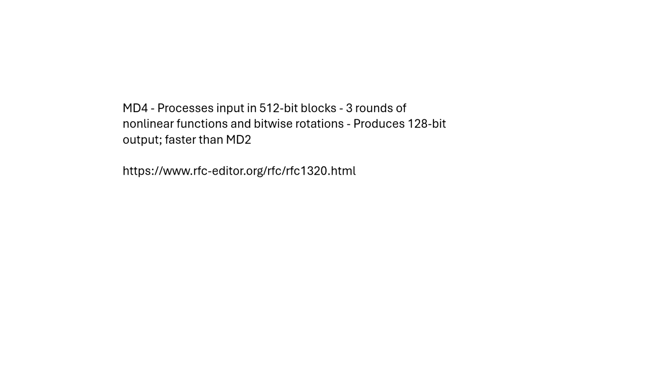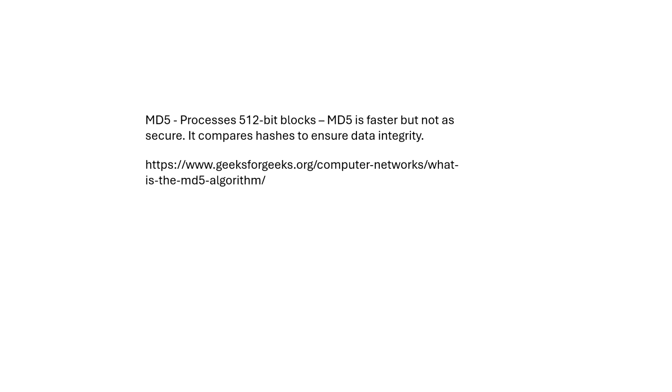MD4 takes input in 512-bit blocks, 3 rounds of nonlinear functions, and produces a 128-bit output. It's faster than MD2. So MD5, it's faster but it's not as secure.